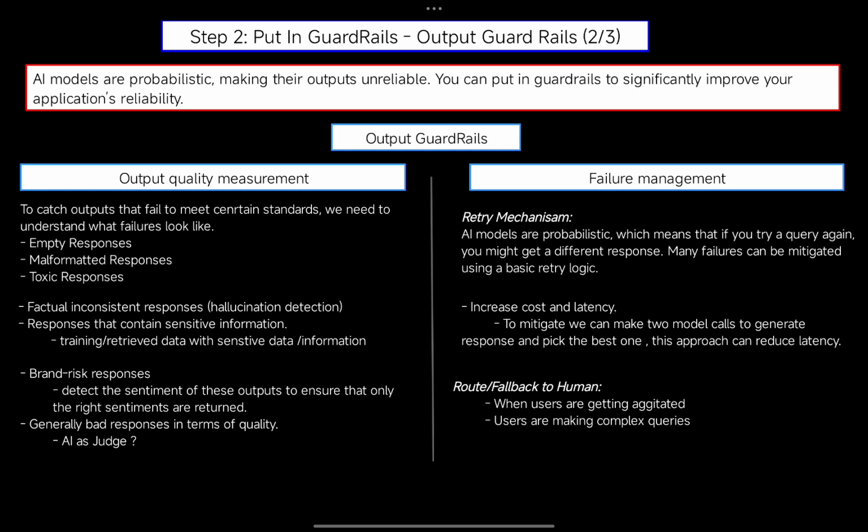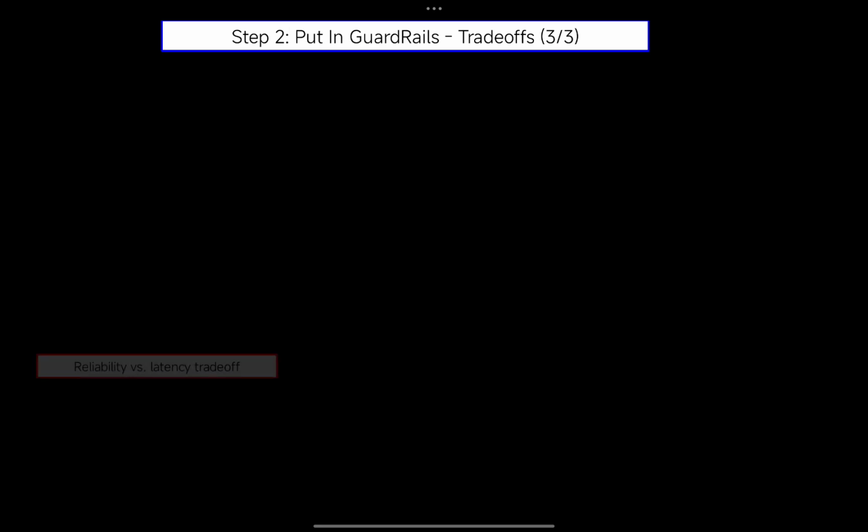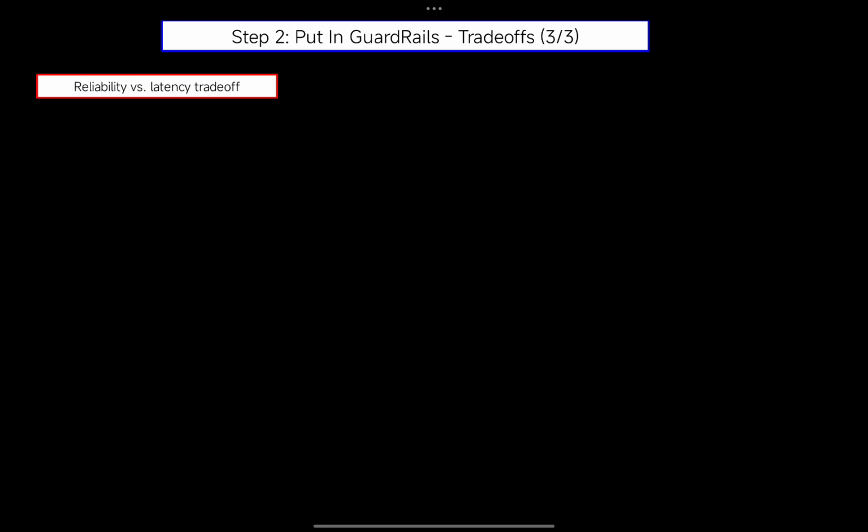Along with the input guardrails, you can also put in output guardrails to manage these failure points, right? Now this comes with a few trade-offs. One of them is the reliability and latency trade-off, which we already talked about. You can make two parallel calls to reduce the latency, but that will again put the cost high. But that is fine, because it will increase the reliability of your system by making more sensible responses and eliminating incorrectly formatted responses or empty responses, right?